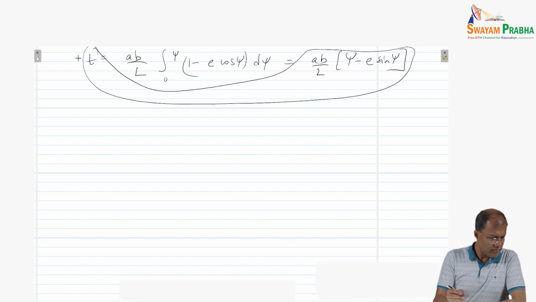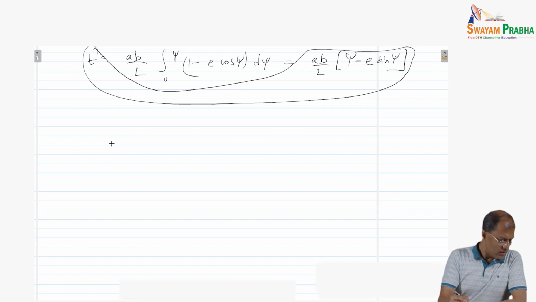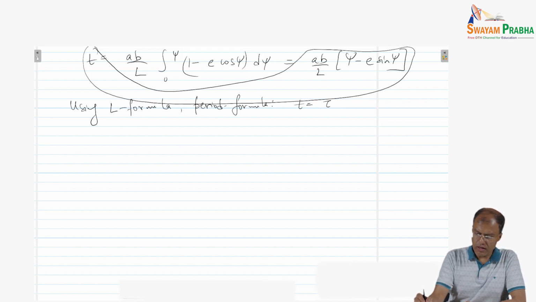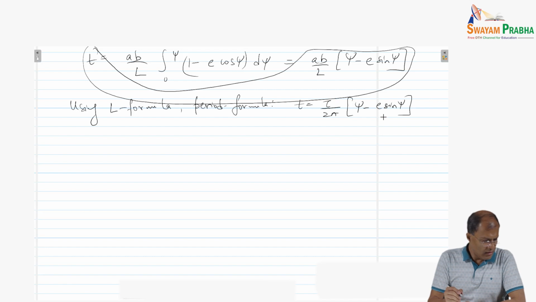So from here, I can also relate this time to the period of the ellipse, right? So using L formula and the period formula, I see that t is equal to tau by 2 pi times psi minus e sine psi. Okay, so t is equal to tau by 2 pi psi minus e sine psi, and tau being the period.